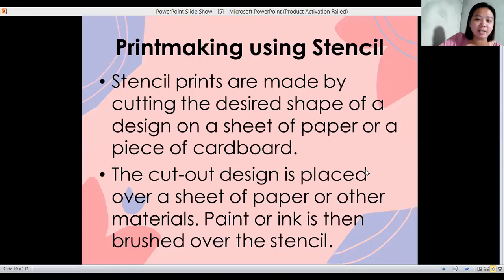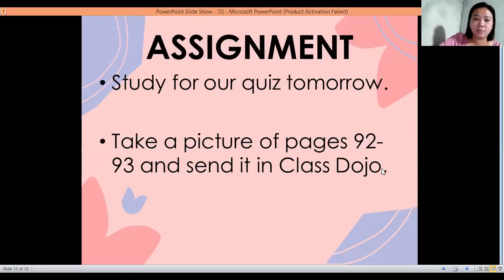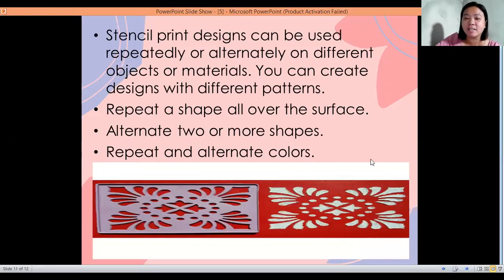So now, what's the stencil art? In making the stencil art, stencil print designs can be used repeatedly, okay? You can use it repeatedly or alternately, sorry, on different objects or materials. You can create with different patterns. So this one is another design for the stencil. This one is a little bit hard.